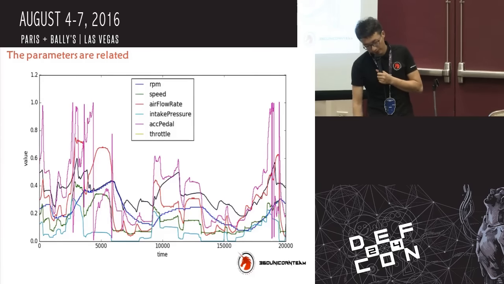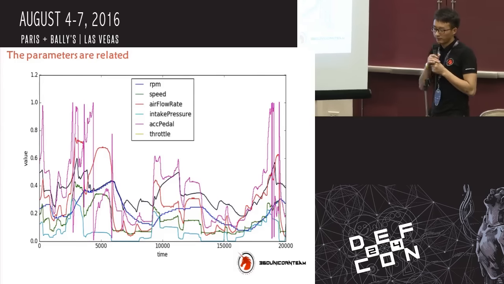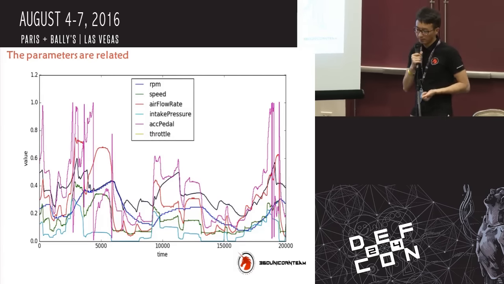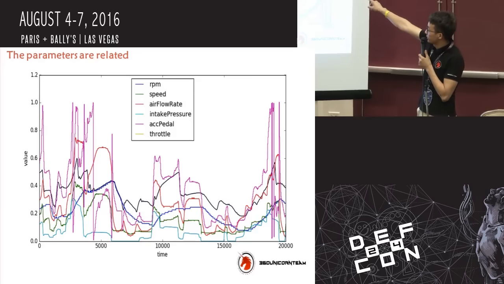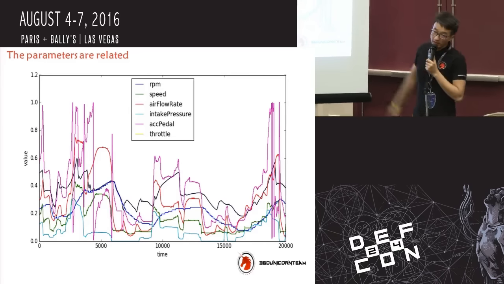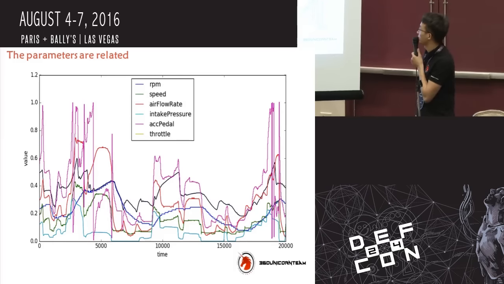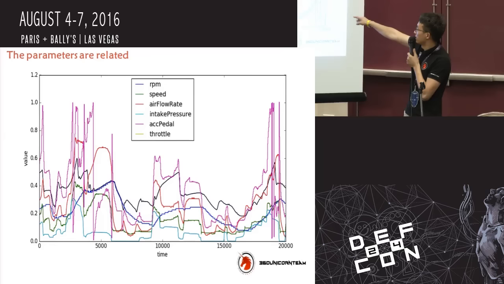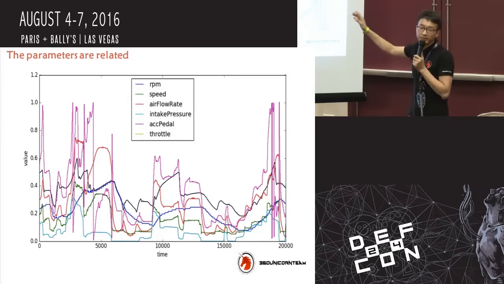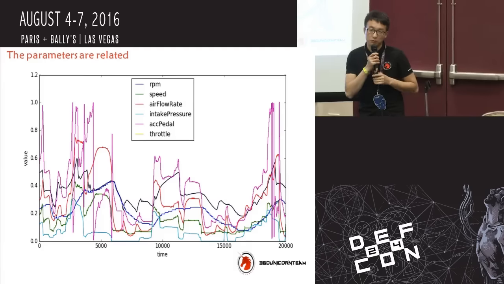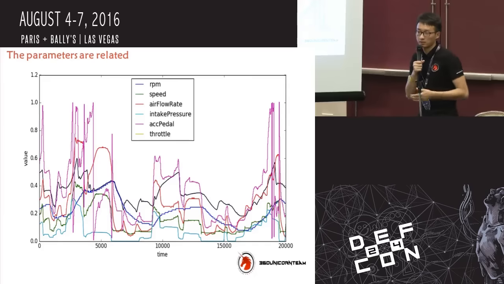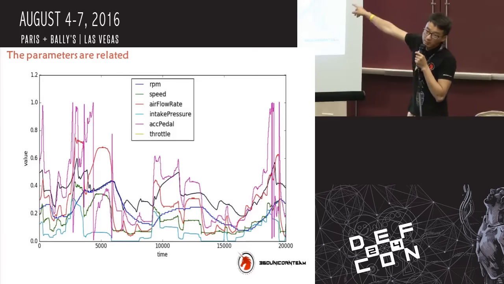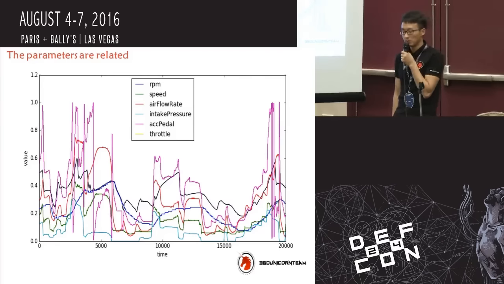So this is real data that I received from my experiment car. And you can see the parameters' relationship. The purple one is the acceleration pedal, the gas pedal. When the gas pedal goes off, the general trend of the other parameters also goes off, but you cannot use a simple function to describe this relationship. So how to do this? Now I know that all the parameters are related. I can use the other parameters' current values to see if another parameter is anomalous or not. But how to implement that?